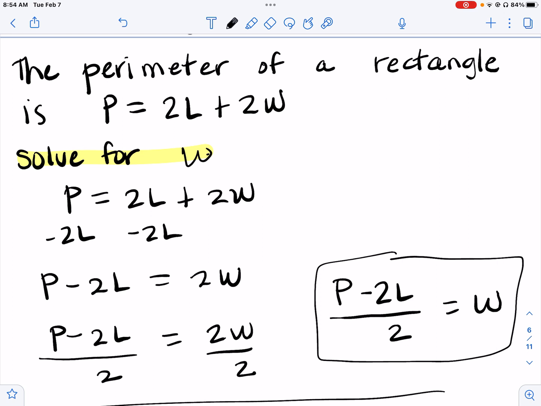On that left side, P minus 2L, those are not like terms, so they stay the same. Then you divide both sides by 2 to get W. Okay, so the answer is P minus 2L divided by 2. You can't divide those 2's because the P doesn't have a 2.